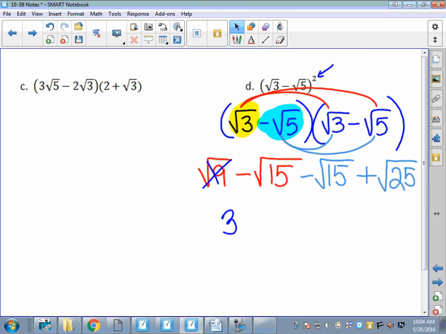Anybody catching the square root of 25 down here as well? Might as well take care of that while we're at it, right? So we know we've got a plus 5. And then I've got a negative square root of 15 minus a square root of 15.